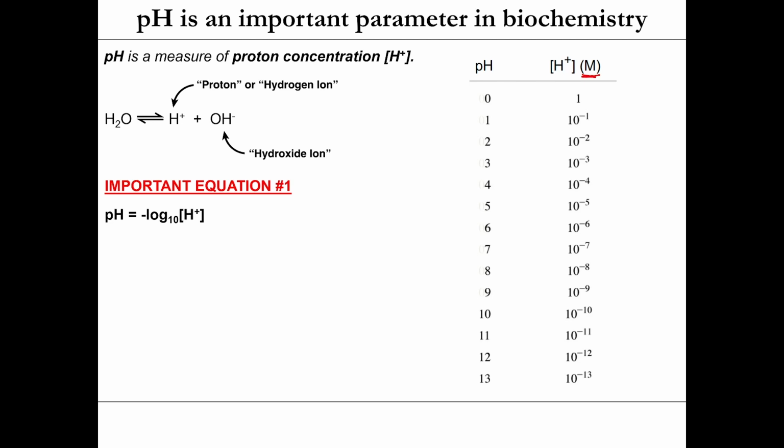So a pH of 0 would mean that there's 1 molar of protons in that solution. pH of 1 is 10 to the negative 1. pH of 2 is 10 to the negative 2, and so on and so forth. And please, in your mind, just remember that 10 to the negative 10 is a much smaller number than 10 to the negative 2. So a pH of 2 is going to have a lot higher proton concentration than a solution with a pH of 10.